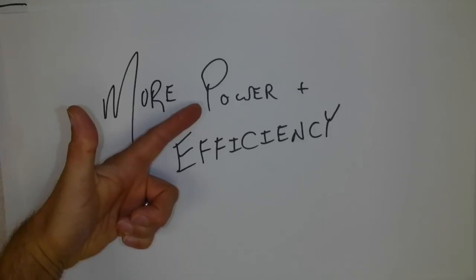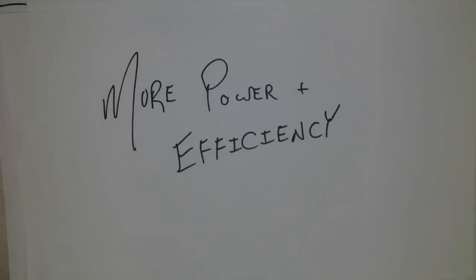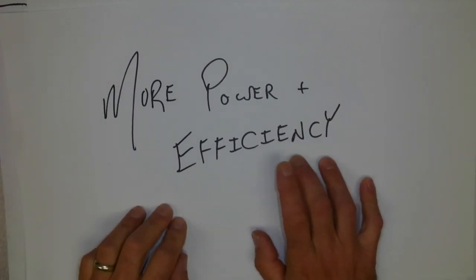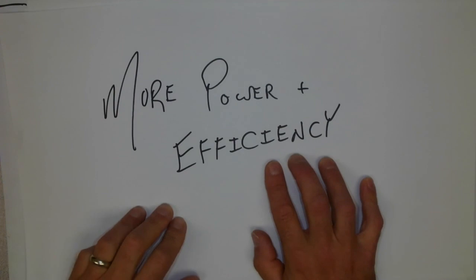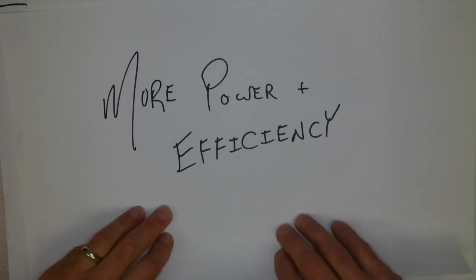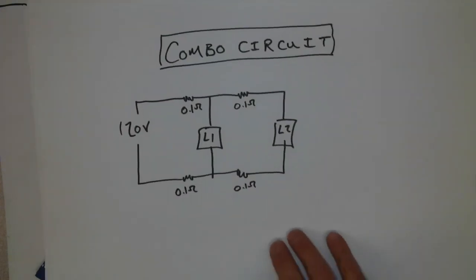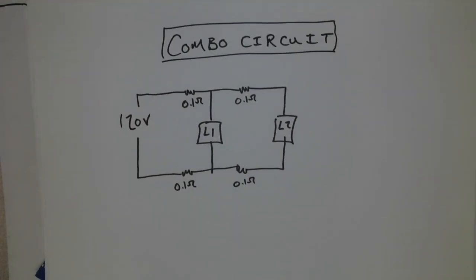More power and efficiency. Let's take a look at some more applications of power and efficiency. First one, why don't we look at some of the different types of circuits? So let's get going. Let's look at a combination circuit first. This is a combo circuit.